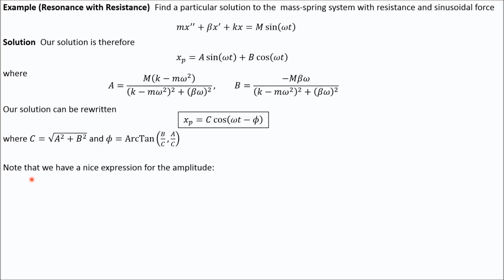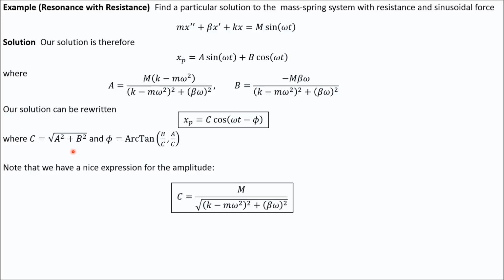Anyway, note that we have a nice expression for the amplitude. That's capital C, which is the square root of A squared plus B squared. Actually, if you simplify it down, you end up with this, which is not quite as bad as you might have expected. So this is our expression for the amplitude of our particular solution.